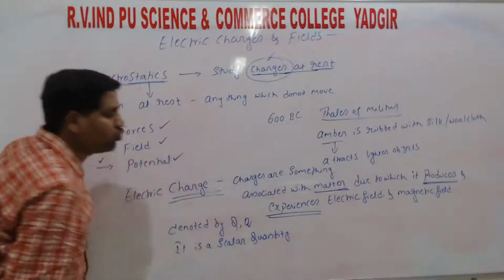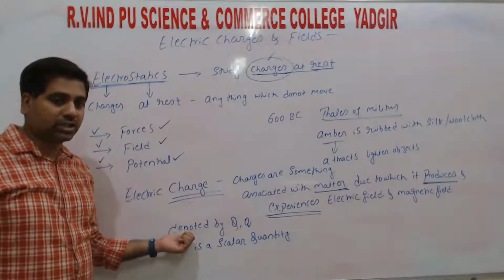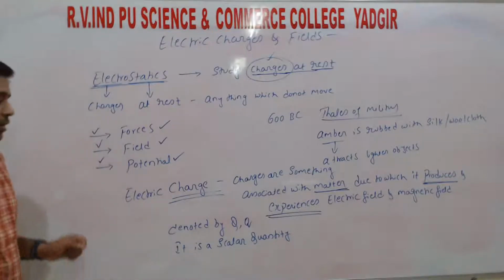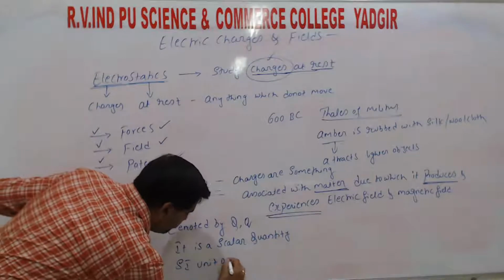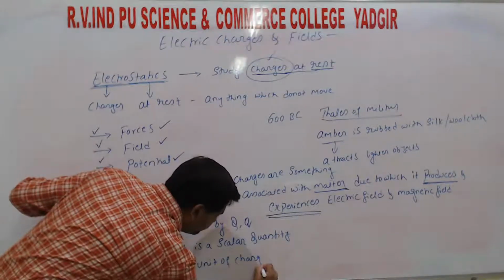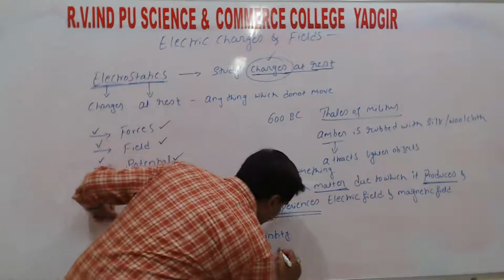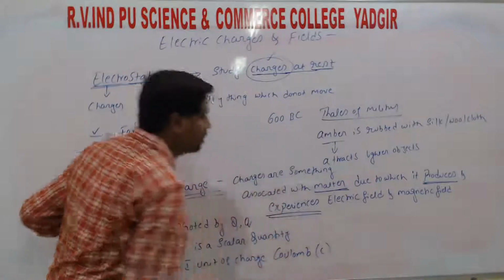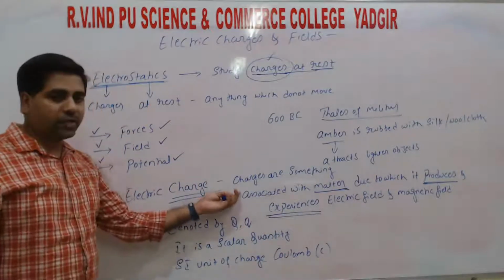That means it has only the magnitude, but it doesn't have any direction, right? So charge is a scalar quantity. Next, the SI unit of charge is coulomb, right? It is denoted by C. So this is about the definition of the charge.